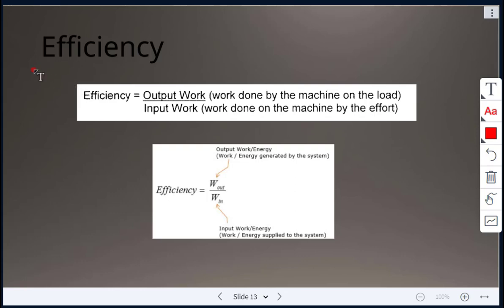So here is the formula for efficiency. It's the output work, that is the work done by the machine on the load, divided by the input work, that's the work done on the machine by the effort. And then you multiply it by 100 to put it into percent form. So again, work output divided by work input, then multiply by 100 to put it into percent form.